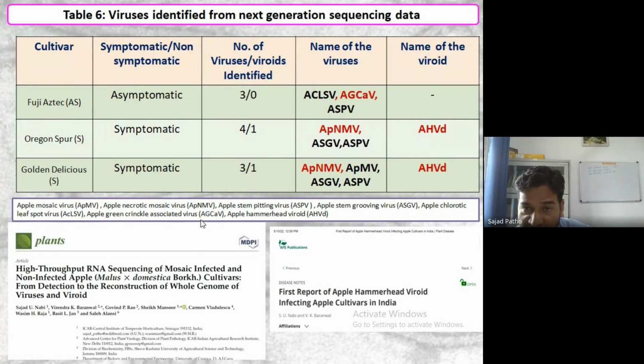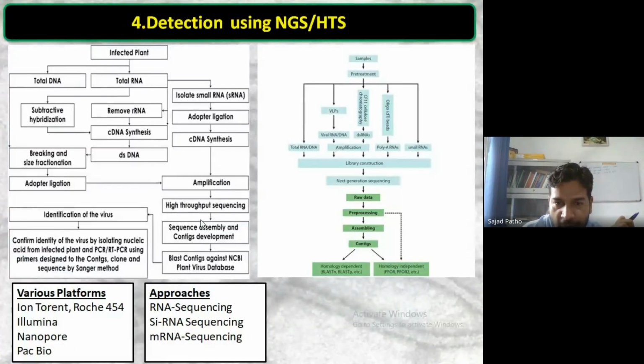we have observed 3 viruses present in that asymptomatic plant also. So it might be that in these asymptomatic plants the viruses are latent, and mostly apple chlorotic leaf spot virus and apple stem grooving virus are latent viruses. They are not expressing any kind of symptom. But the apple green crinkle associated virus, which we found for the first time in our crop, we were observing fruit symptoms. I can show you in the first slide. We'll go back.